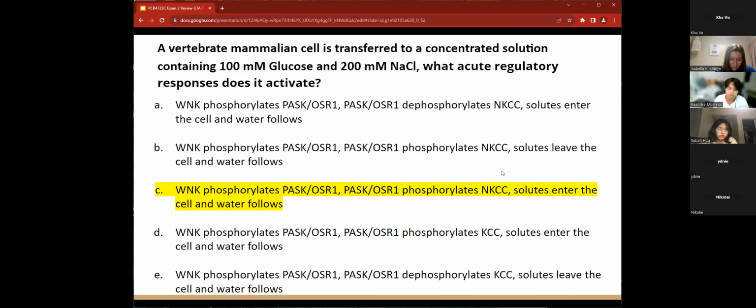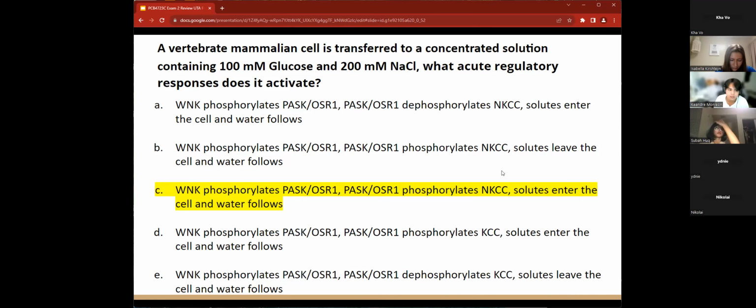And this question is actually asking what is the compensatory response that occurs in response to the cell shrinking. So for this case, you want the cell to go back to its normal shape, so you would want water to move into the cell. And for water to move into the cell, solutes have to enter the cell. The only pathway that does this is through the phosphorylation of NKCC, right? By phosphorylating NKCC, you activate this co-transporter that allows sodium, potassium, and chloride to enter the cell. And if those solutes enter the cell, water will follow. Because of that, the cell will swell up and return to its normal shape, counteracting that initial shrinkage.